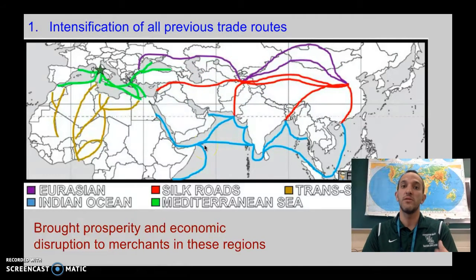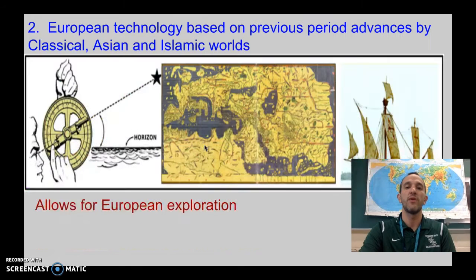because, and this is the reason why, it's easier to trade goods by boat if you have access to good ships and good ship-making skills and good maps than it is by land. It's just easier to transport goods, and you can transport more goods on a boat. So this is all going to intensify throughout this area.